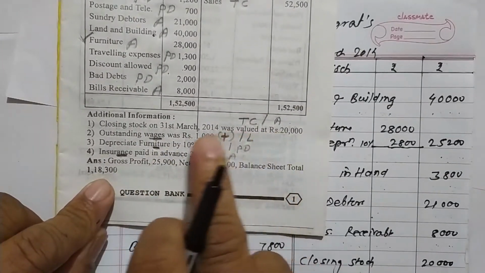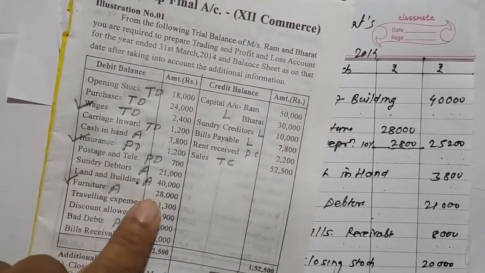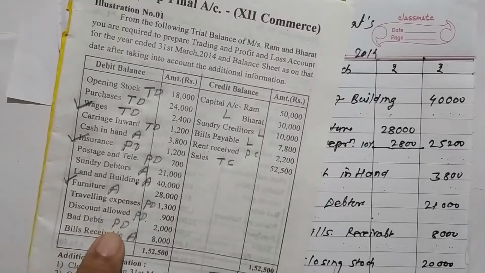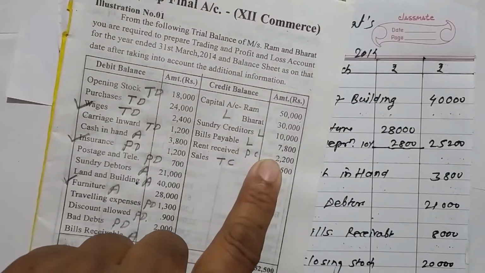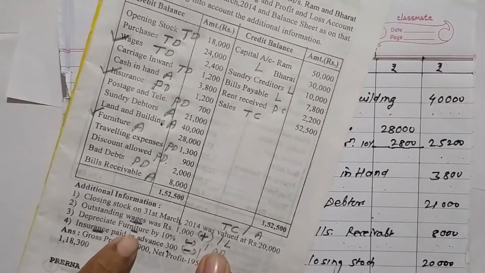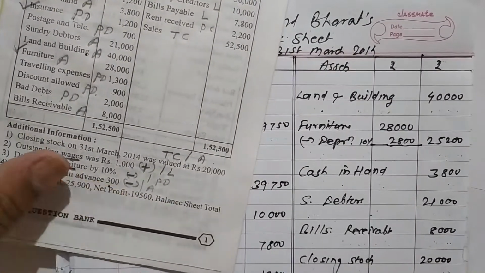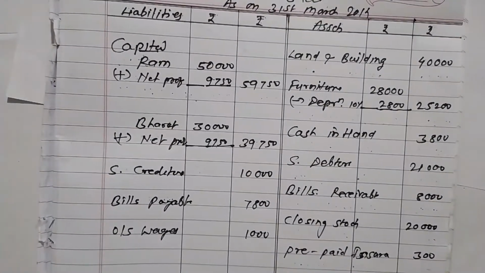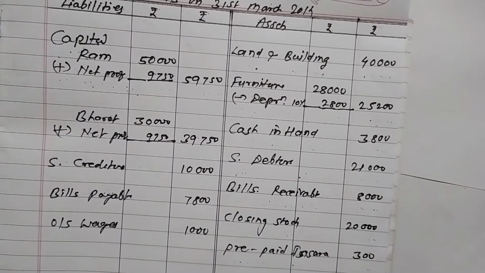Okay, now check once again: cash, building, furniture, bills, capital, creditors, bills, then stock, outstanding wages, then insurance. Okay, now this is complete. Now make the totals. The total of the liability side is equal to the total of the asset side.